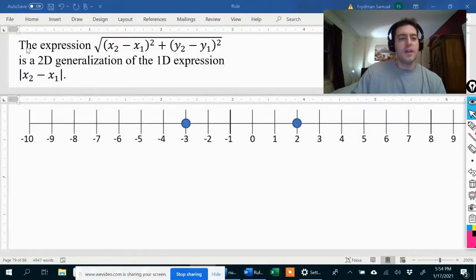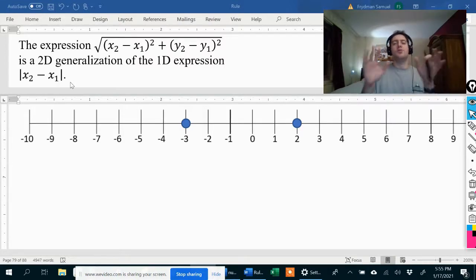Hi everybody. The expression which we saw in the last video, the square root of x2 minus x1 squared plus y2 minus y1 squared, is a two-dimensional generalization of the one-dimensional expression, the absolute value of x2 minus x1. Okay, so what do I mean by all of that?